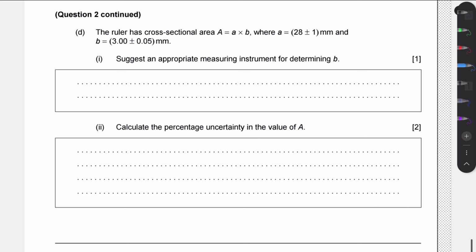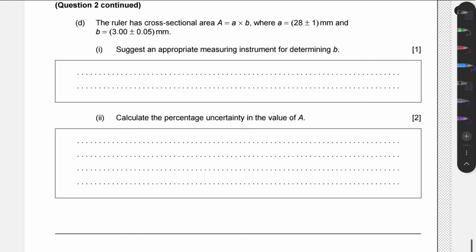All right, and then part D, kind of unrelated here. The ruler has a cross-sectional area of AB, where A is 28 plus minus 1 millimeters and B is 3 plus minus 0.05 millimeters. We just suggest an appropriate measuring instrument for determining B. This kind of just asks for our knowledge of measuring instruments. A common one is the vernier caliper.